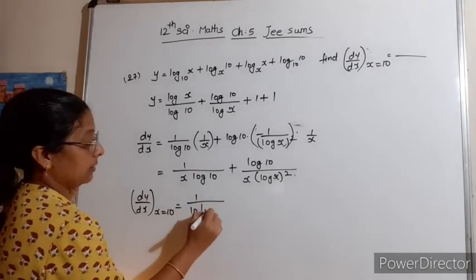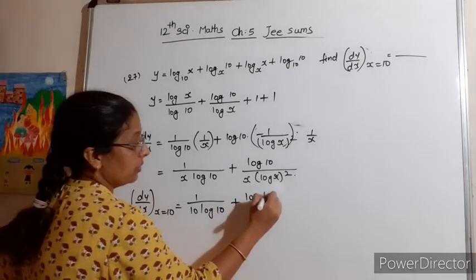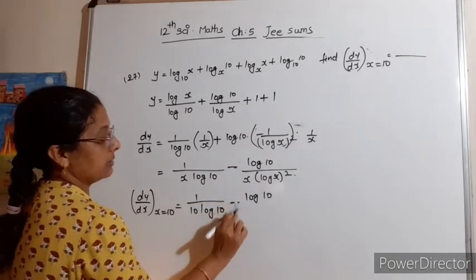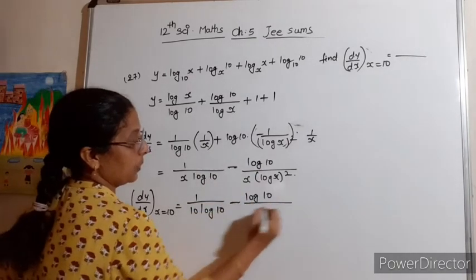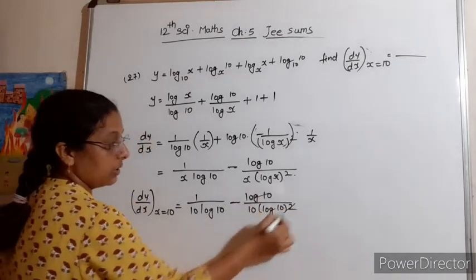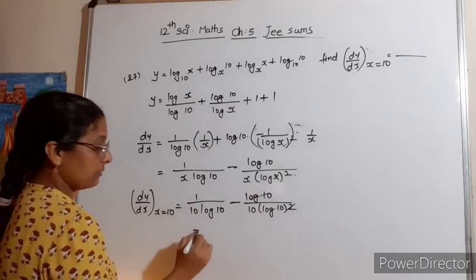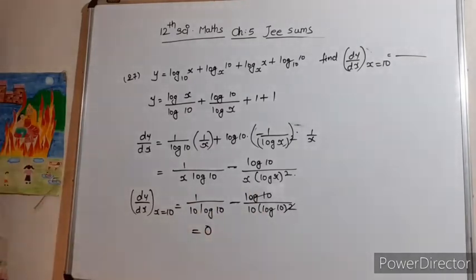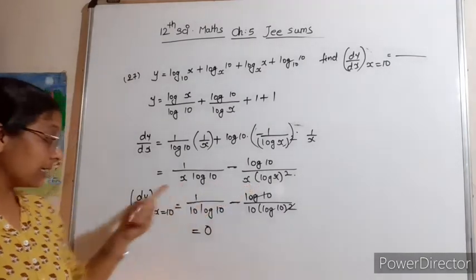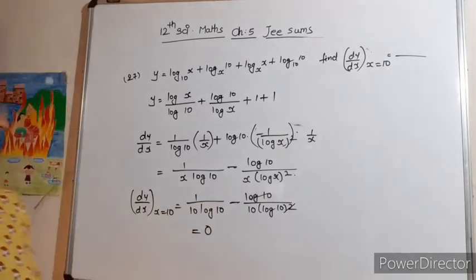हम x replace by 10. 1 upon 10 log 10, minus, upon 10 log 10 whole square. So एक log 10 cancel. 1 upon 10 log 10 minus 1 upon 10 log 10 becomes 0. So if you want to find this dy by dx only, so this is the answer. But dy by dx at x equal to 10, then the answer will become 0. You understand that? Okay.